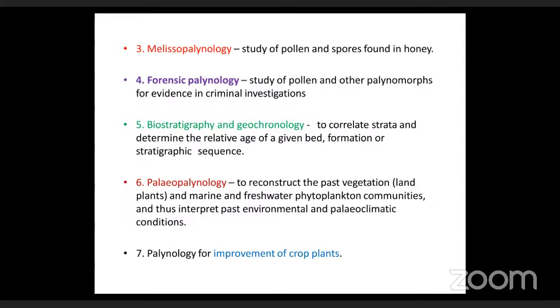Next, biostratigraphy and geochronology, which correlate strata and determine the relative age of a given bed or formation or stratigraphic sequence. The given data is analyzed by geochronology.